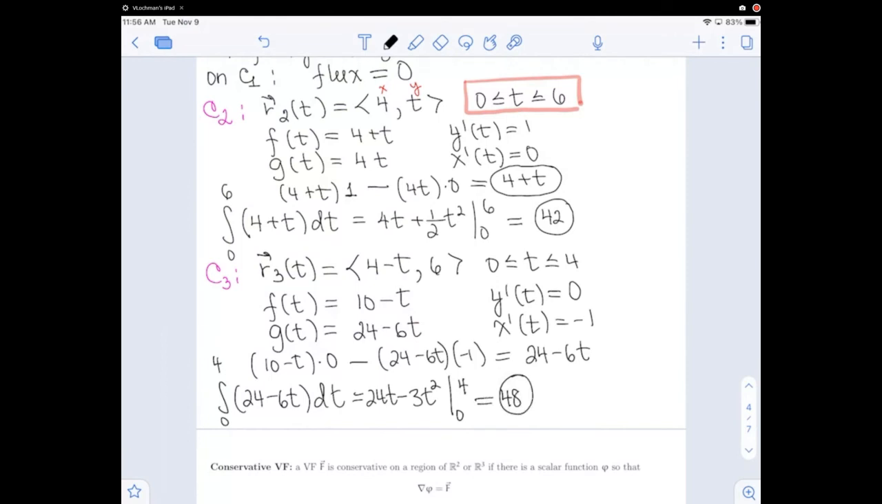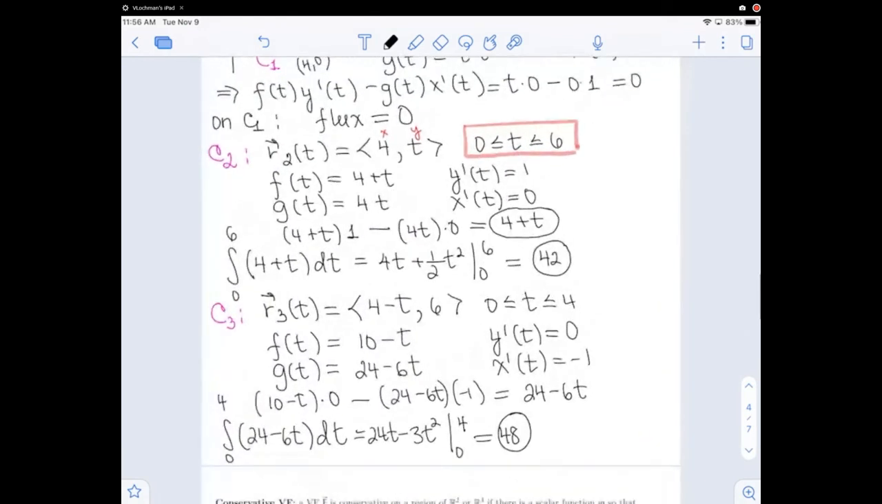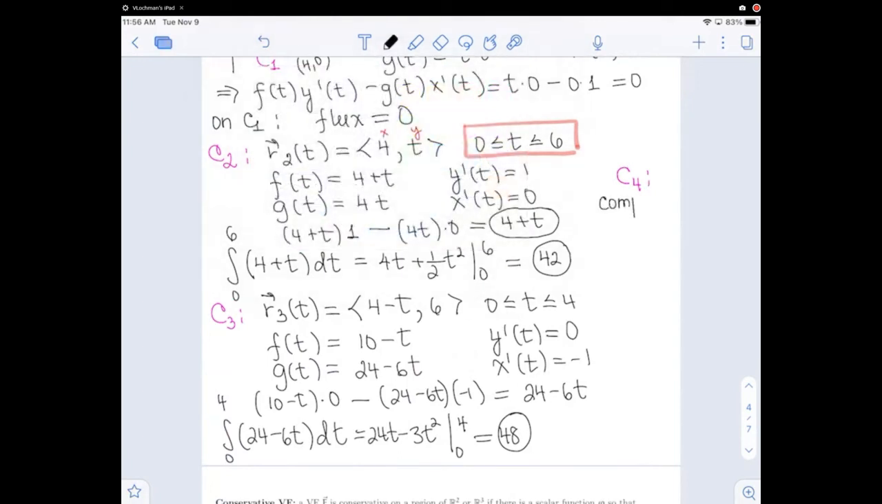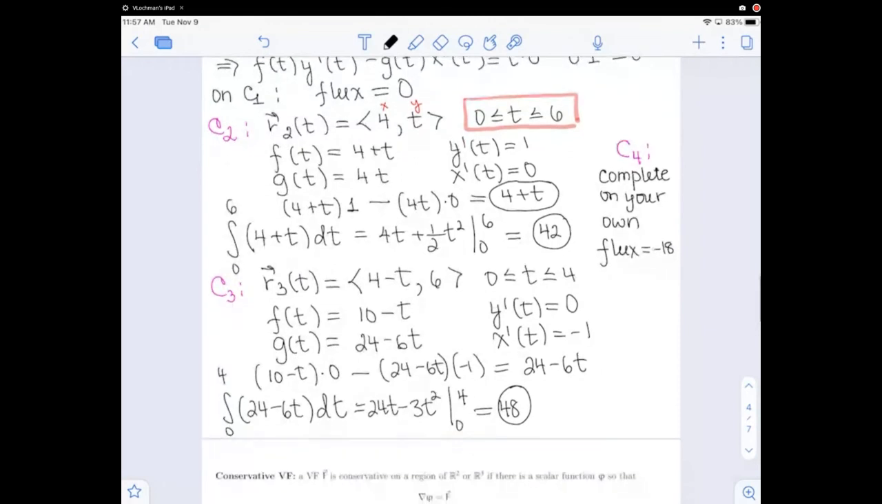Okay. All right, so that's what happens on C3. Okay, for C4, I'm going to ask you to complete on your own, but I will give you the answer. Complete on your own whenever you get a moment. Okay, the answer for C4 is going to be negative 18. All right, and then we can compute total flux.